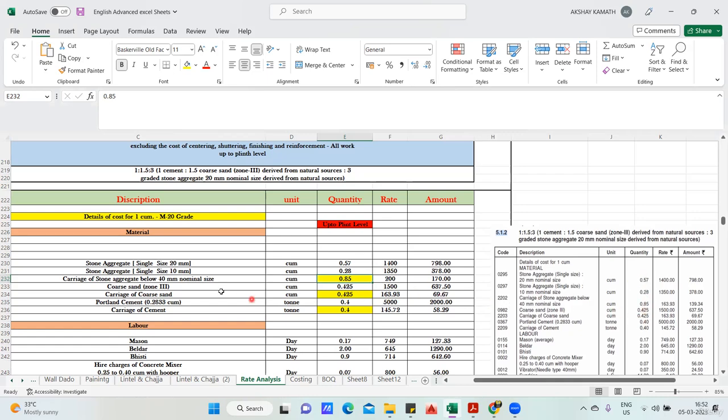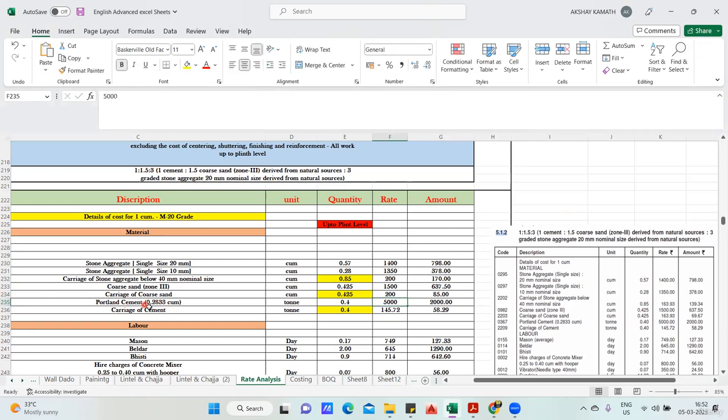Good. Right. So now coming to the carriage of coarse sand. Again, the carriage of coarse sand is the same, because aggregate and sand, maybe you bring them from the same vendor or from the same person. So if he's charging you 200 rupees for the aggregate, even for the sand it will usually be 200 rupees only. So I'll put 200. Okay, fine. Now come to the Portland cement.